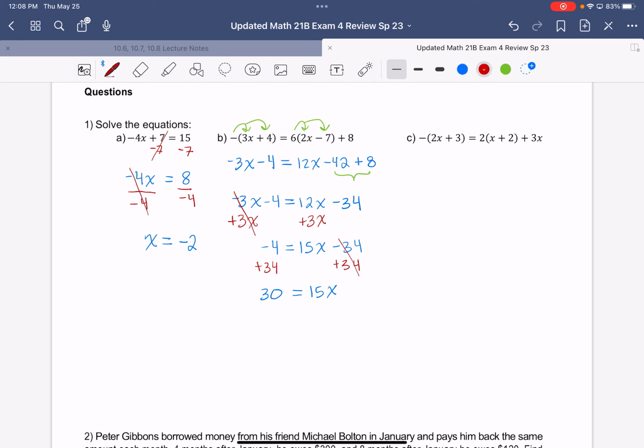Lastly, to get x alone, we divide both sides by 15. So the 15's cancel on the right-hand side. 30 divided by 15 is 2, so you're left with 2 equals x. Any questions there?